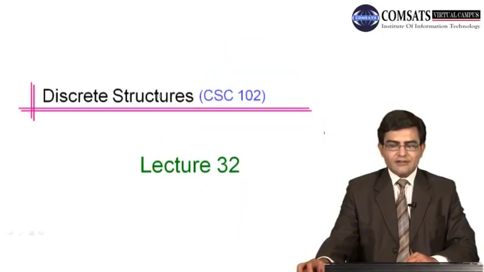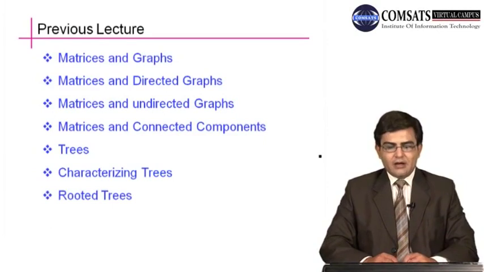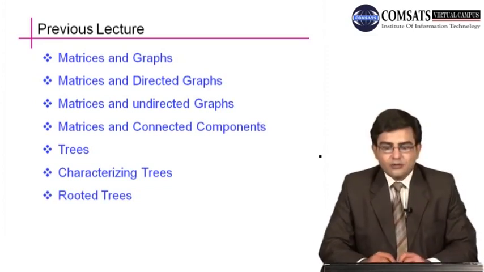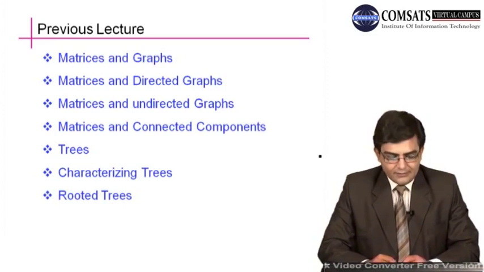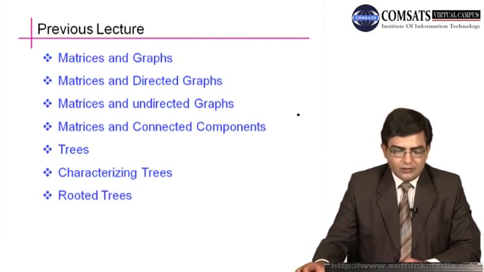In the previous lecture we were discussing trees, and we have discussed matrices and graphs. How to construct matrices using directed graphs and undirected graphs, and how to obtain directed and undirected graphs if we are given matrices, and we have also discussed how to obtain matrices of the connected components of the graphs. And then we started trees and some properties of trees, and we were discussing rooted trees. Today we are going to start.